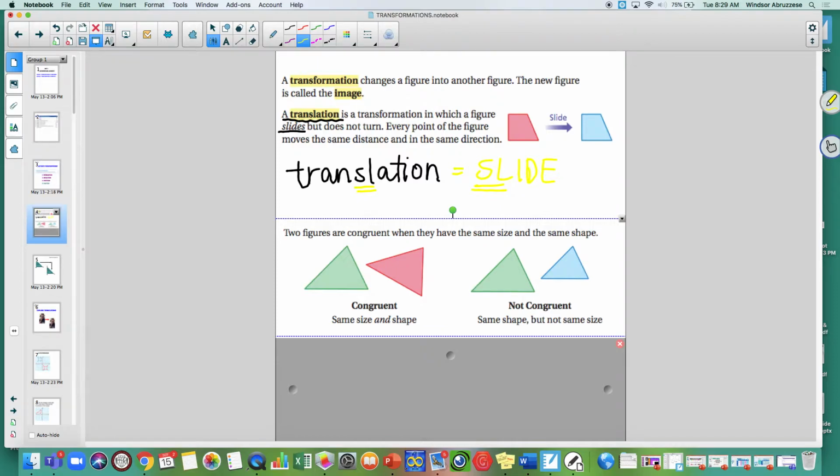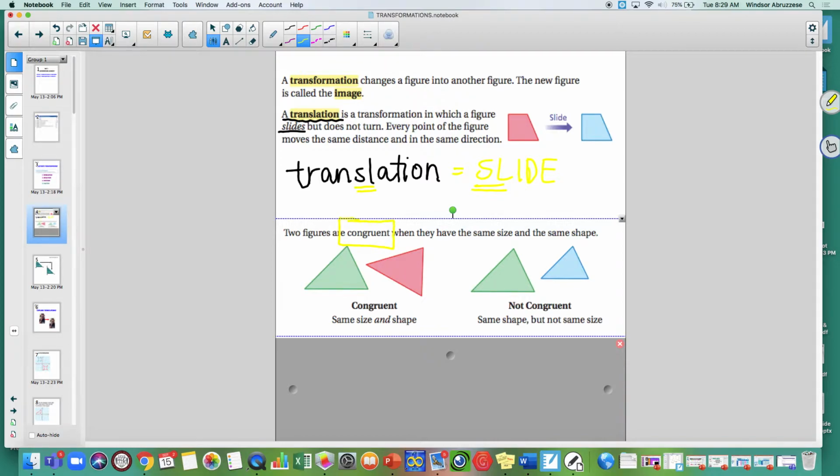And imagine a triangle, and I'm going to slide it somewhere else. Did it get bigger? No. If I take a triangle and I slide it to the right and then I slide it down, did it get bigger? No. Did it get smaller? Definitely not. Think about if you slide across the dance floor. Did you get bigger or smaller? No, you didn't. So a translation creates 2 congruent figures.